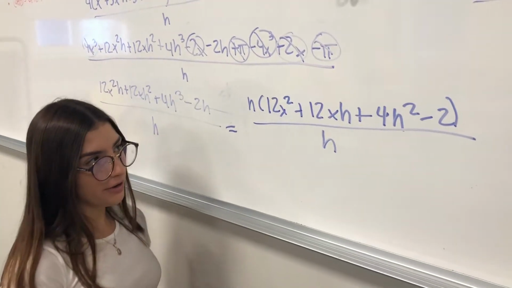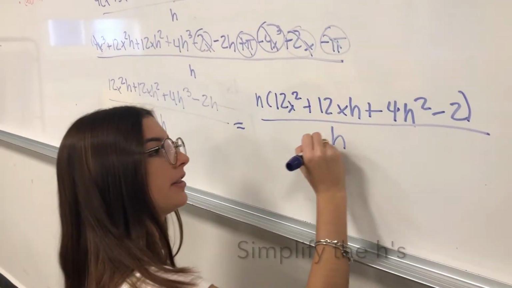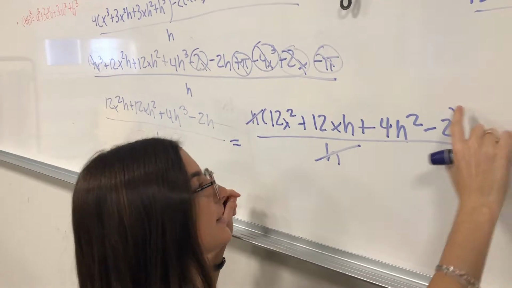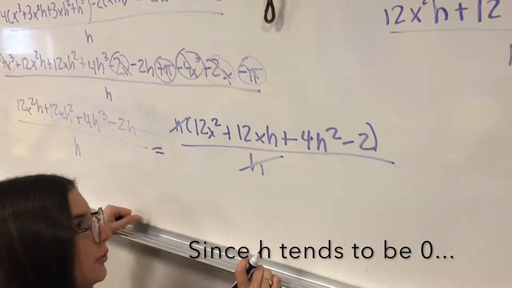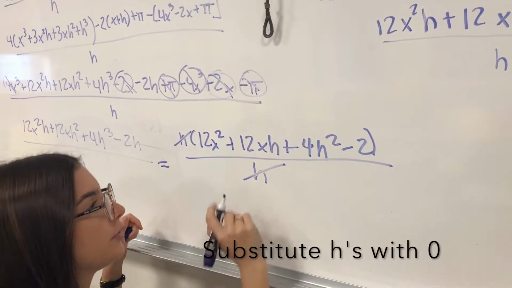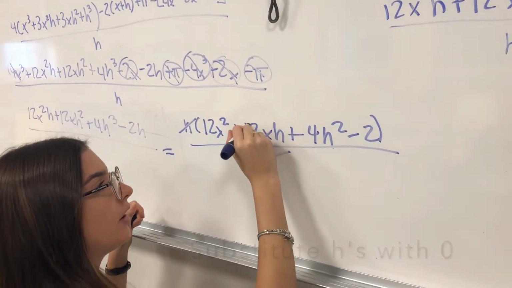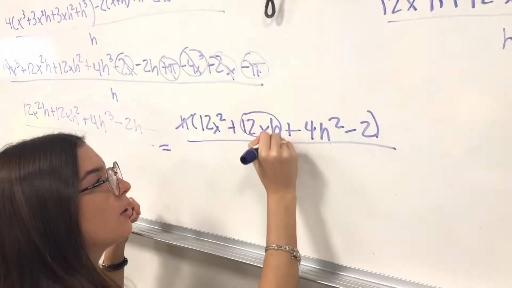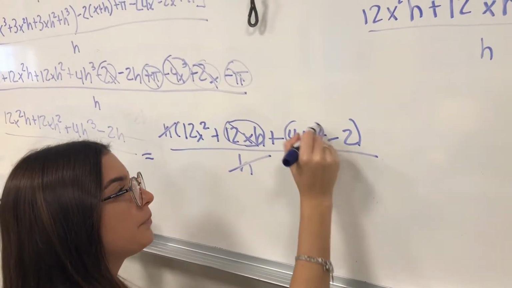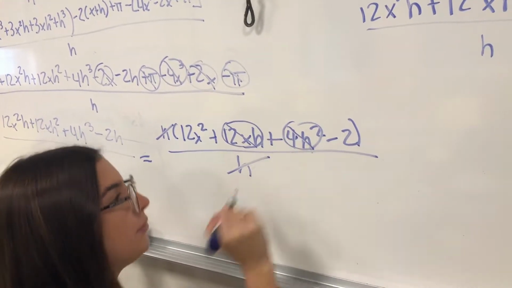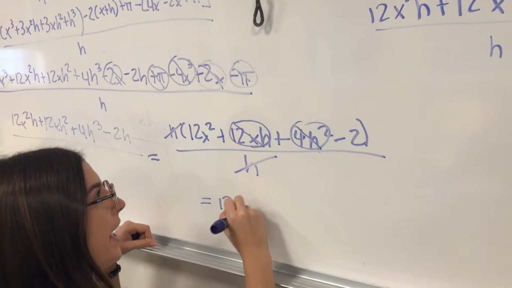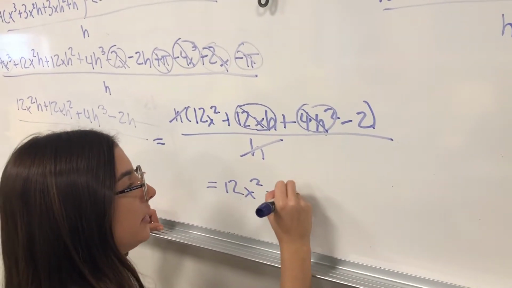And now what we are going to do is cancel this h with this h, which only leaves us this. So we are going to insert 0 into our formulas, which would be here, all of this multiplied by 0, which would cancel itself. And also over here, 0 to the second power times 4, 0. So we are left with equals 12x to the second minus 2.